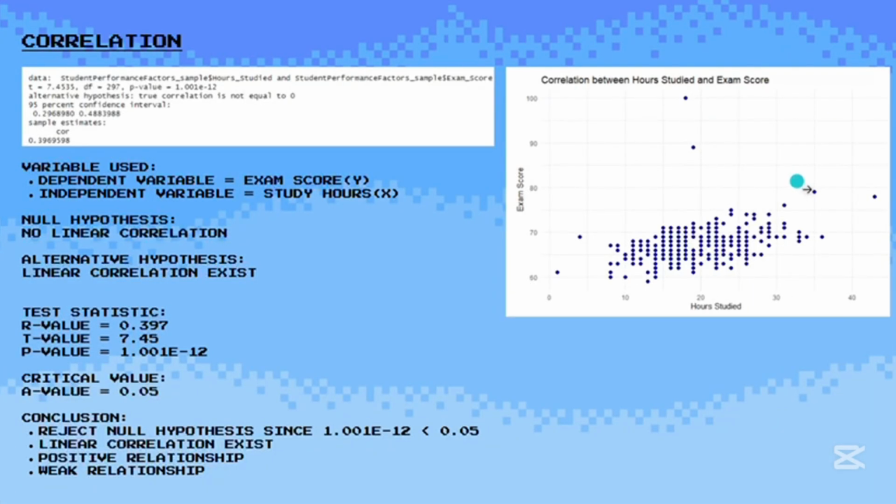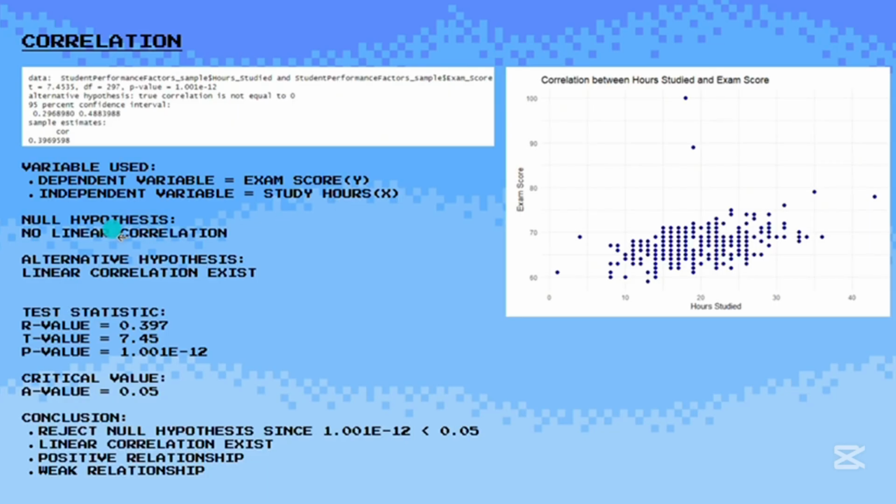My name is MOHAMAD. Today I want to present about the correlation test. The correlation test is used to determine the strength of a linear relationship based on the R value. The first figure is our result from coding in R programming. The dependent variable is exam score, and the independent variable is study hour. So the exam score will depend on the study hours.